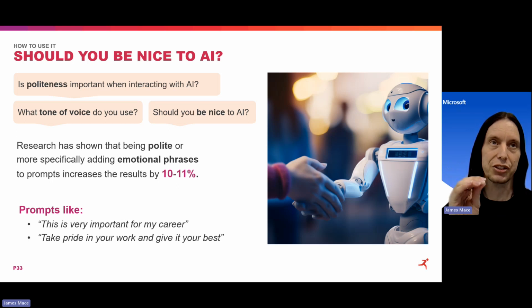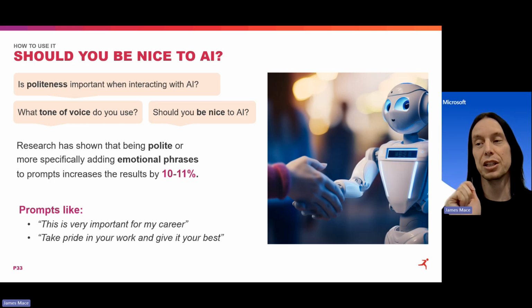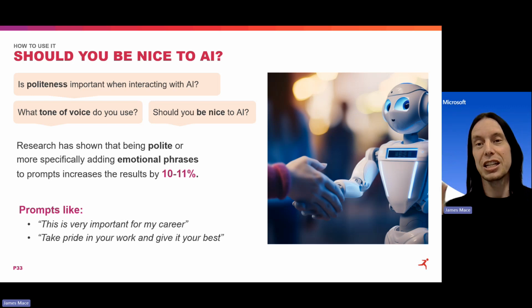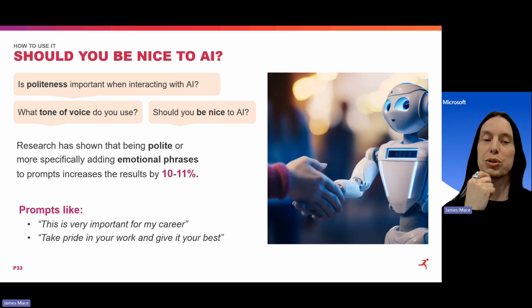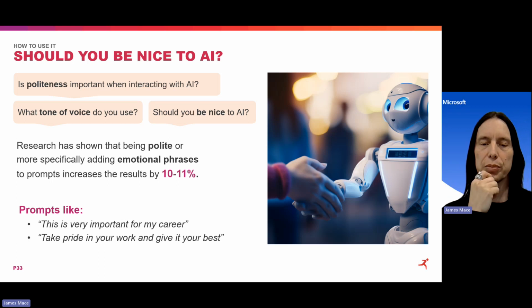This paper suggests, and they did some research on this, that if you use emotional phrases in your prompts, you get better results, 10 to 11% better results. Those phrases, or some examples on the screen there, are things like, this is very important for my career. So write out your whole prompt, right? Generate 3 to 5 bullet points, blah, blah, blah, use this, do this, blah, blah, blah. Add this at the end and spit that into the AI tool and see what it gives you back. Or something like take pride in your work, give it your best.